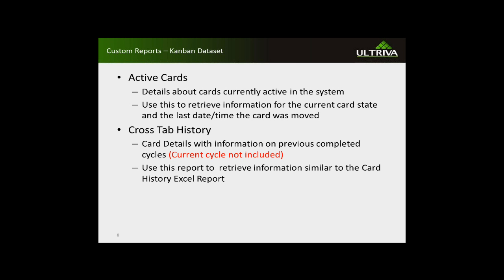The next Kanban report was called Crosstab History, and it gives you details on previous completed cycles. So it doesn't include the most recent current cycle. And it gives you information that's similar to the card history Excel report if you ran one of those in the past.